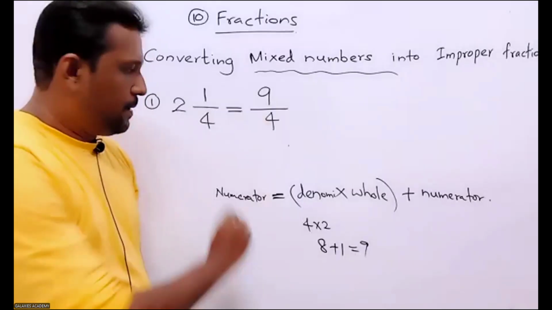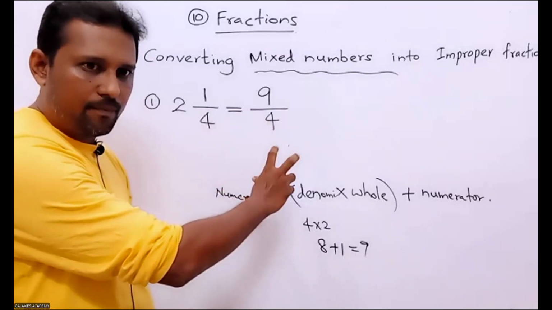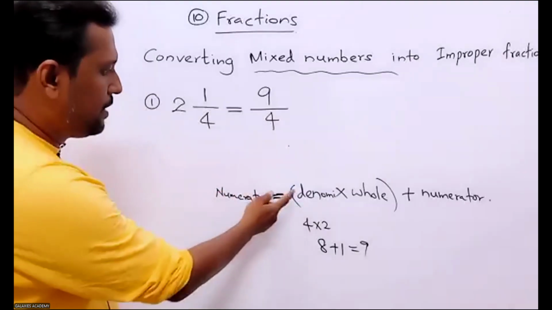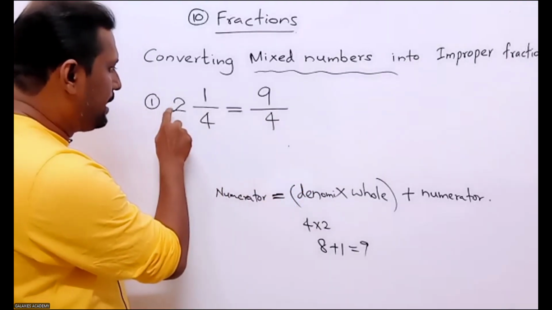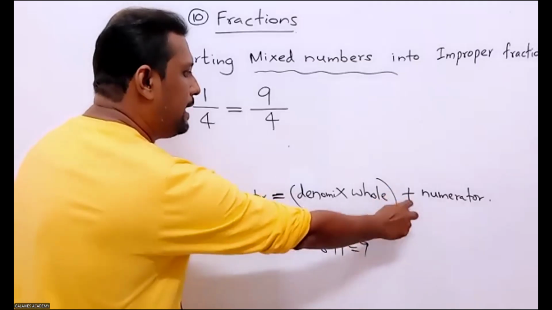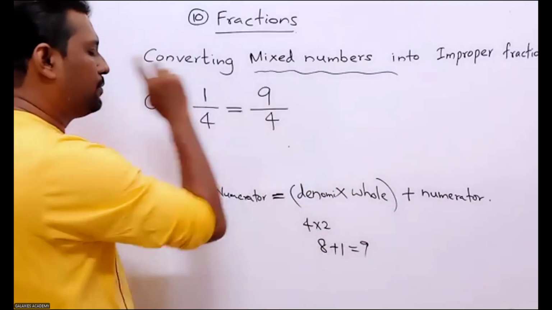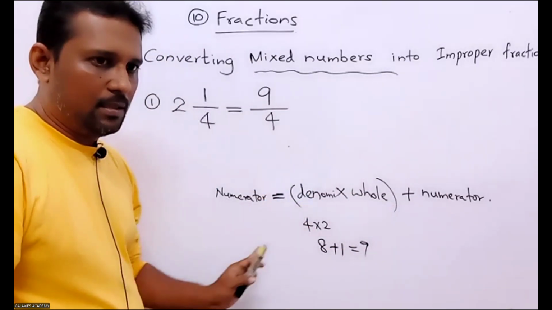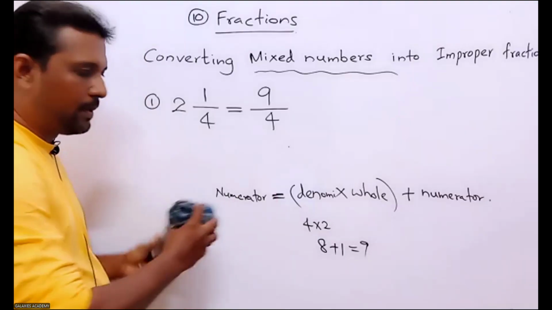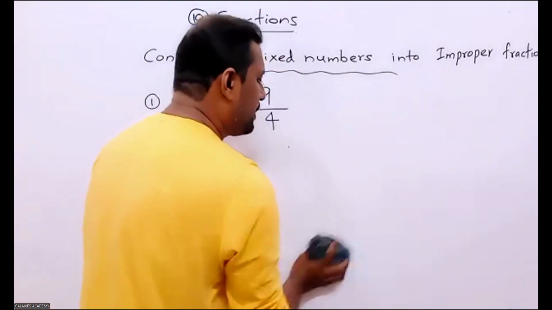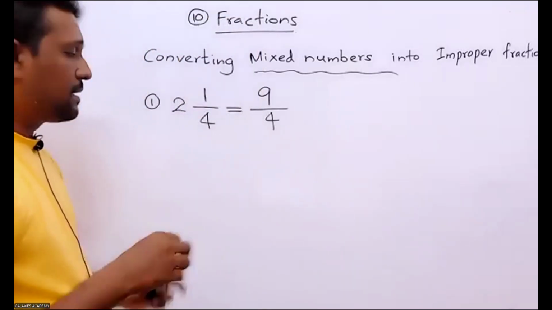Can you understand? The denominators are the same. To get the numerator, first you multiply the denominator and whole number, then you add the numerator value. This is the converting method, the numerator getting method.